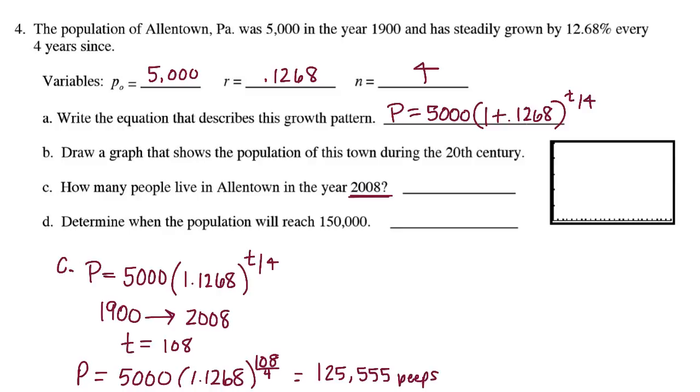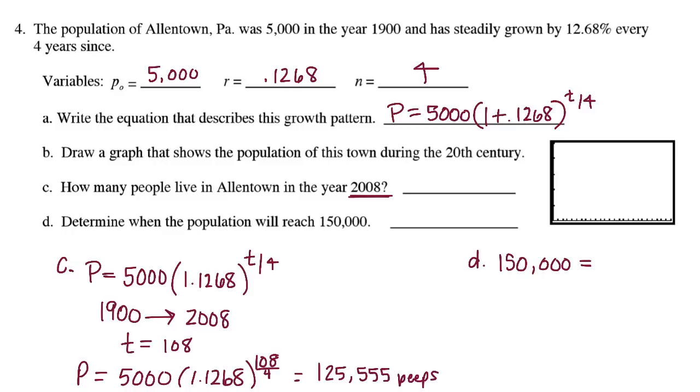Okay, now let's see, part D. We need to determine when the population will reach 150,000. So let's go over here to the side and work that one out. I'm going to do part D here. Now we are given the population, which is 150,000, and I want to know how long it is going to take for us to reach that value.